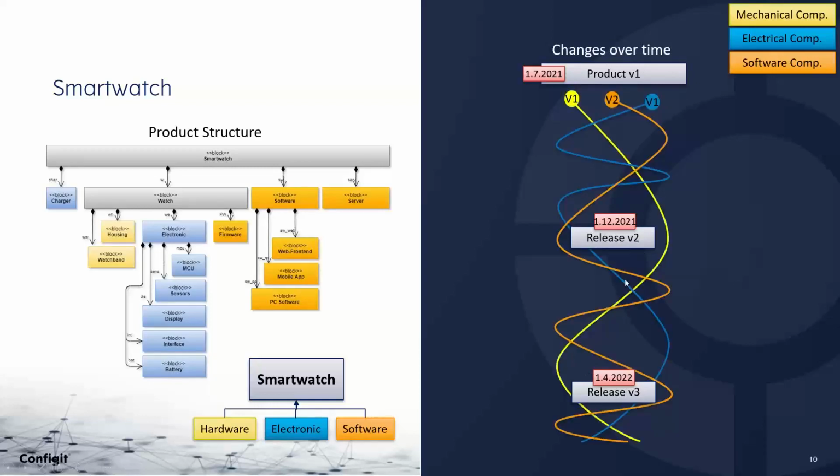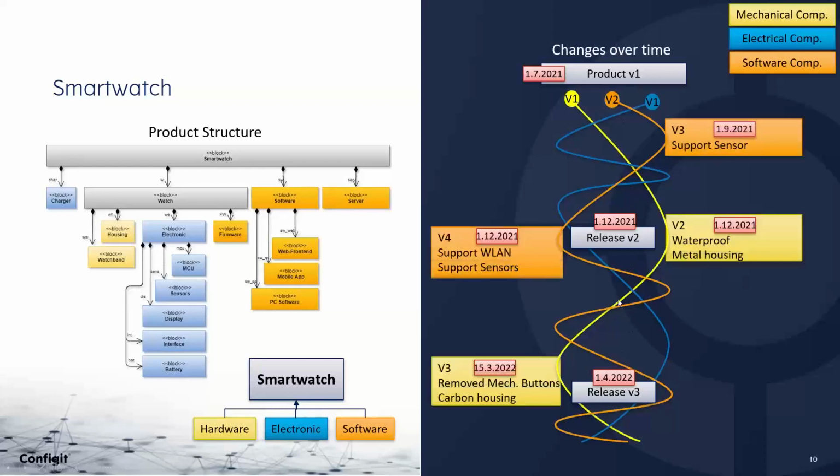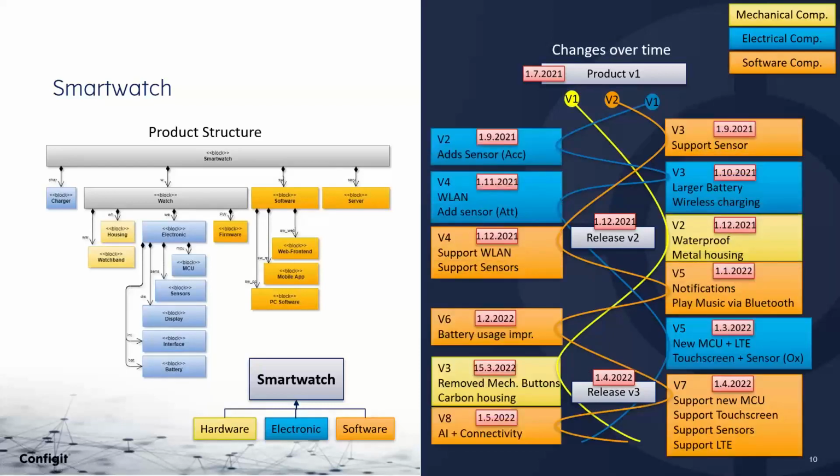And of course, during this time, there happens a couple of changes in the different components. And you can see what is the version of this component. So blue, again, is the electronic component, orange is the software component, and yellow is the mechanical components. And you can see what is the version, what is the change, and what was the release date. And that's typically how a product develops over the time, and I'm pretty sure you can see that in your product as well.